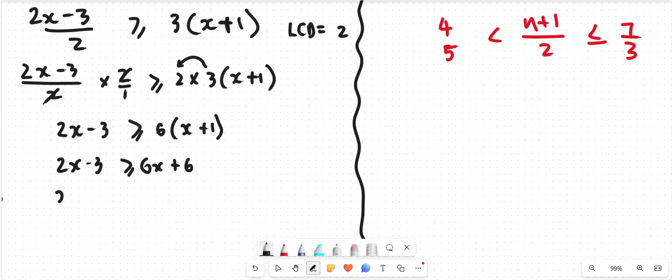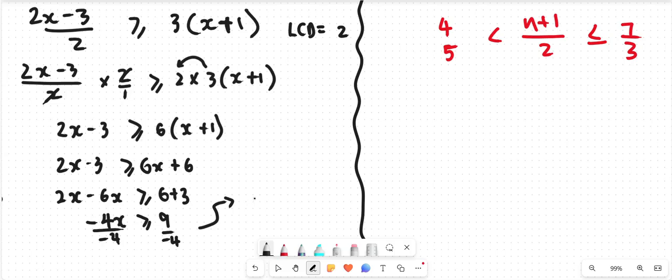So I'm bringing the 6 over the 6x, making it a negative. I'm bringing the negative 3 over, and it's going to become a positive when it gets there. And you subtract these, you get a negative 4x. You add these, you get a 9. You divide by negative 4, you divide by negative 4, and so the inequality reads x is less than.